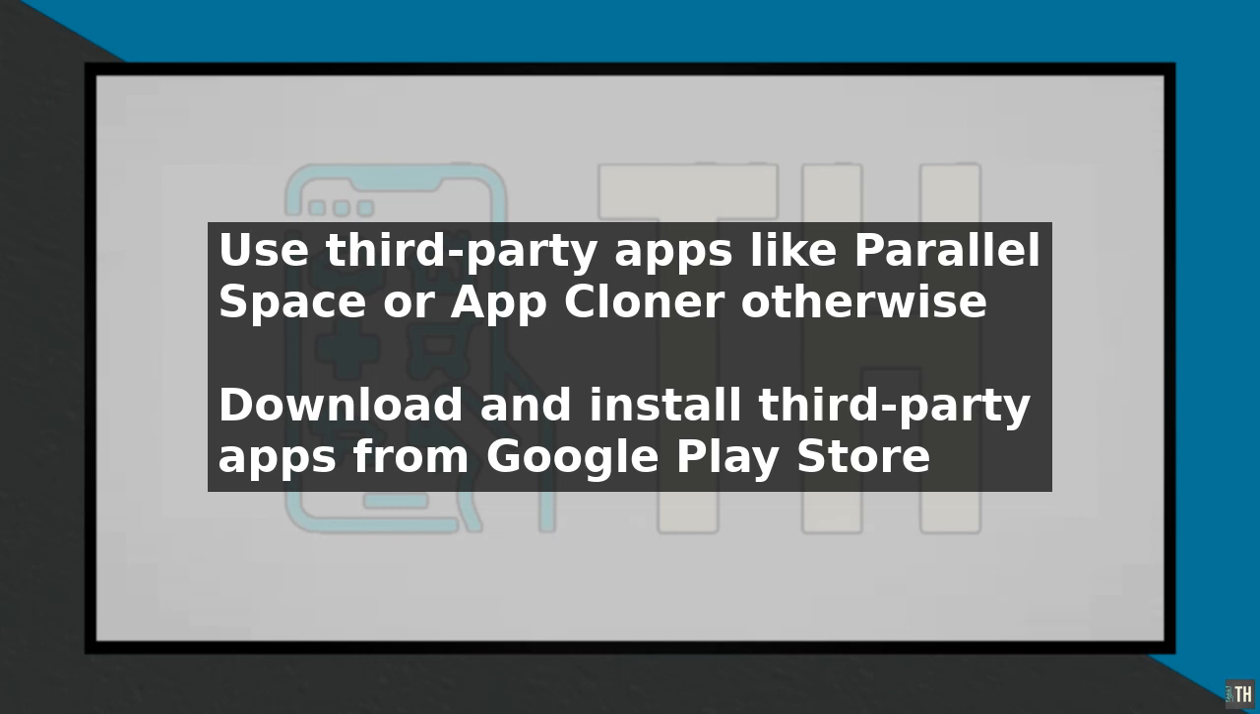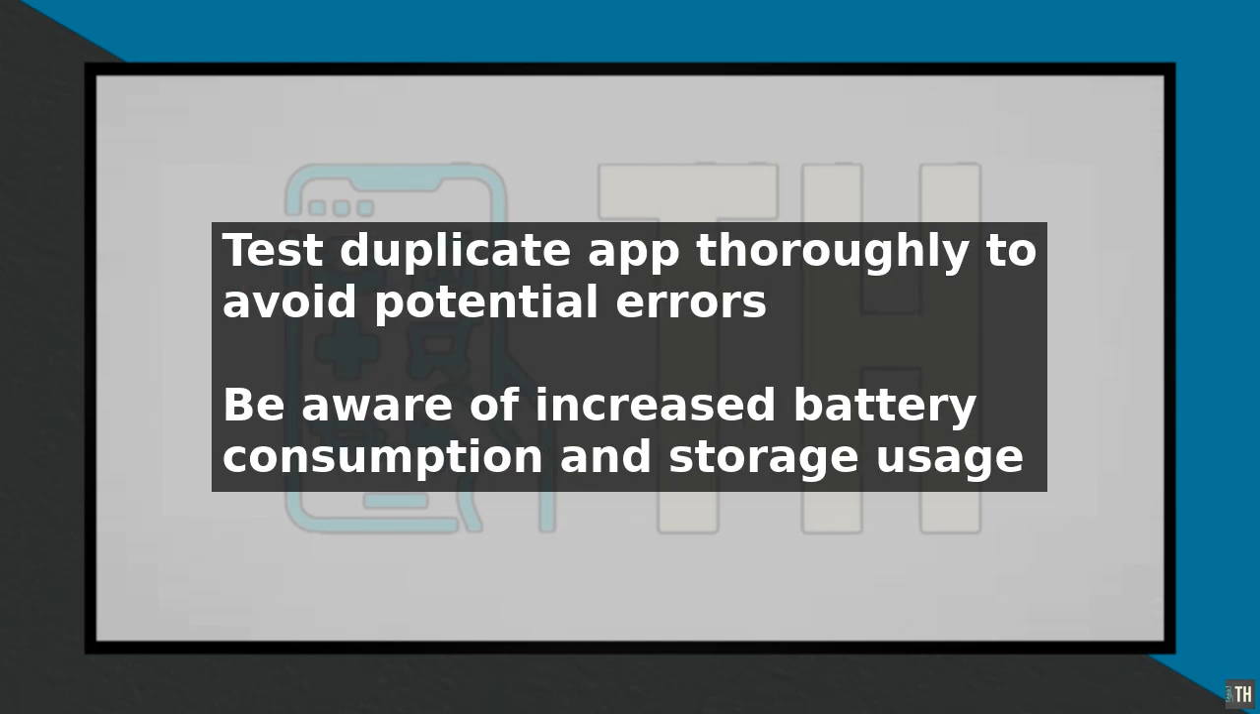When using parallel or duplicate apps, it is essential to note that some apps may not function correctly when duplicated. This is because some apps use unique identifiers or certificates that cannot be duplicated. In such cases, you may experience errors or crashes when using the duplicate app. To avoid these issues, make sure to test the duplicate app thoroughly before using it extensively.